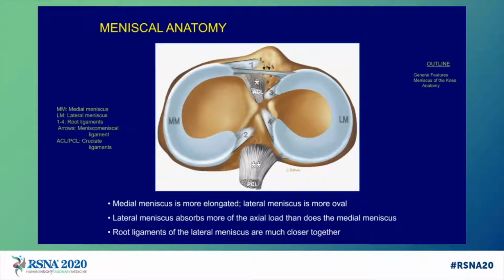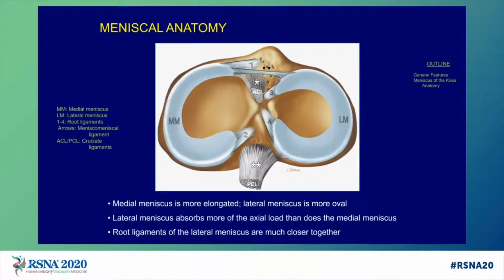To give you an idea of the anatomy of the meniscus, we look down on the top of the tibia from the point of view of the femur with the medial meniscus on the left, the lateral meniscus on the right, and clearly they are not of similar shape. The medial meniscus is a more elongated structure, the lateral meniscus a more circular structure. The lateral meniscus covers more of the lateral tibial plateau than does the medial meniscus of the medial tibial plateau.